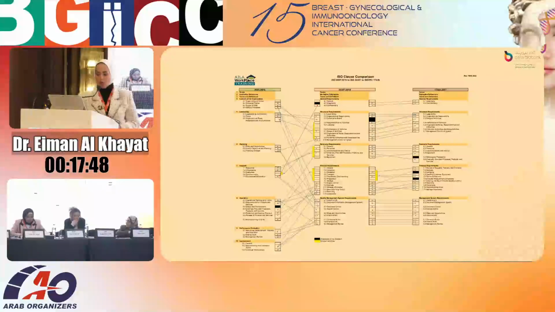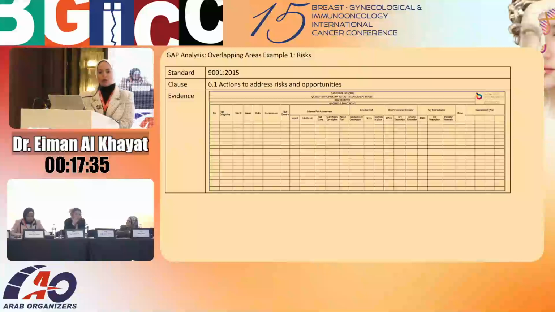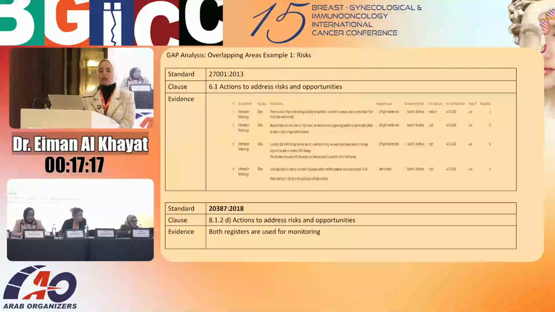And I will discuss some of them in the next slide. I will also discuss the overlapping clauses and unique clauses between the three standards. First, I will speak about the overlapping clauses. First, we have the overlapping area, for example, risk. Clause 6.1 in the quality management system is action to address risks and opportunities. There is the same clause in the information security management, action also to address risks and opportunities, and also in the ISO biobanking, there is clause 8.1.2, action to address risks and opportunities.